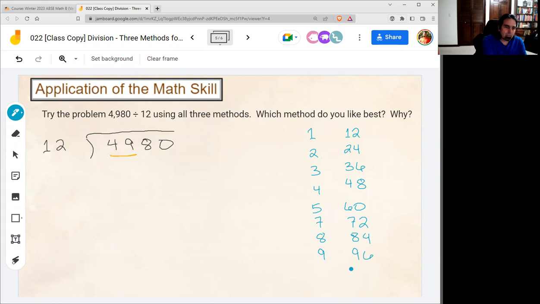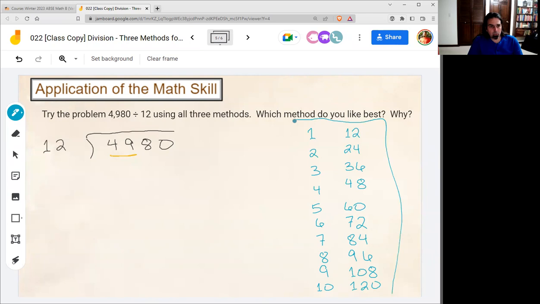I missed one somewhere. I missed 6. I'm thinking about lecturing and not math. 12 times 6 is 72. 12 times 7 is 84. 12 times 8 is 96. 12 times 9, 108. 12 times 10, 120. And that's all I'll need. So you can kind of put that in a cloud off to the side if it helps you do these. But yes, 4 times 12 is 48. That's the one I need this time.